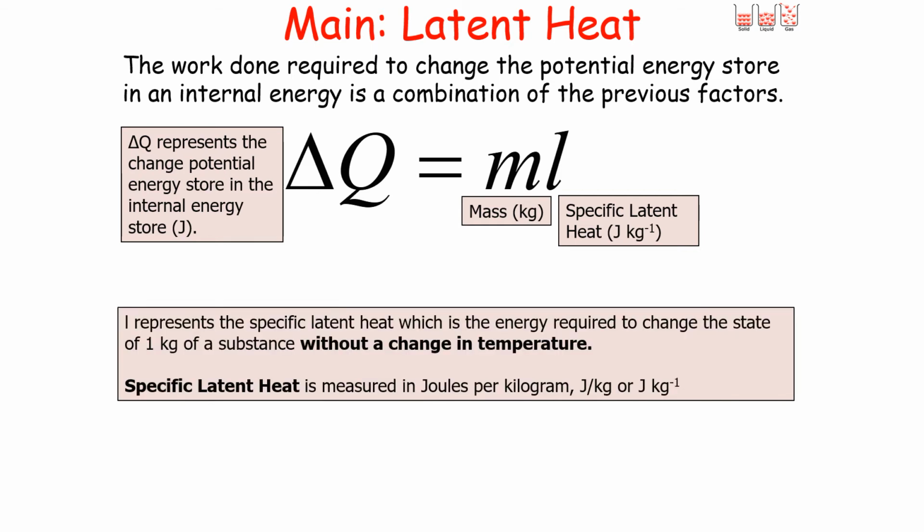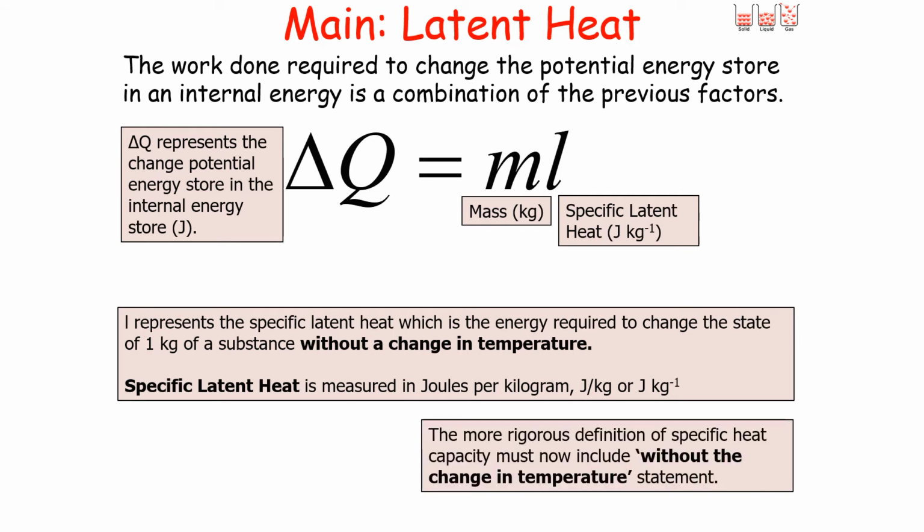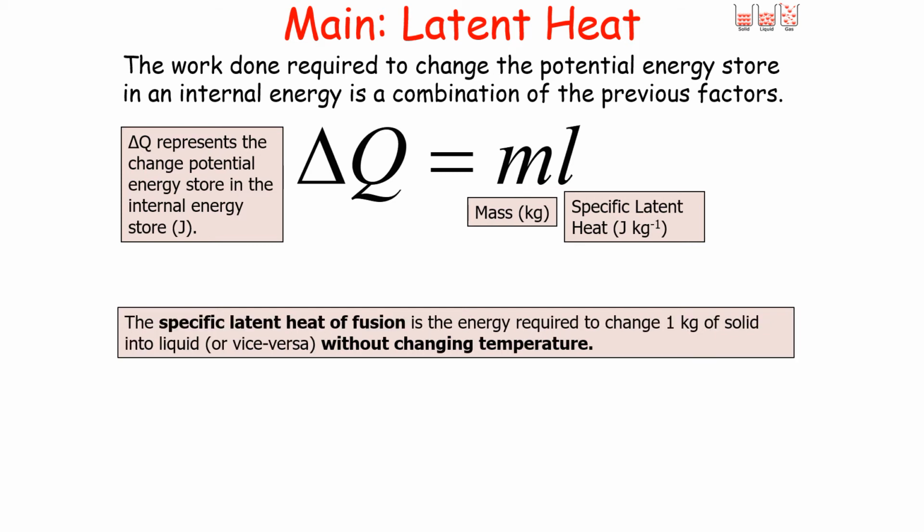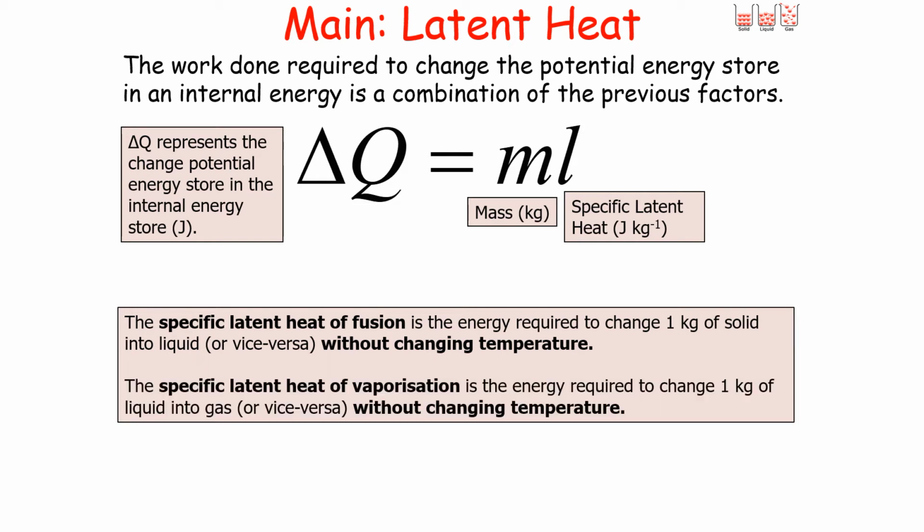So L represents the specific latent heat, which is the energy required to change the state of 1 kilogram of a substance without a change in temperature. Now the more rigorous definition of specific latent heat must now include without the change in temperature status. Now the specific latent heat of fusion is the energy required to change 1 kilogram of a solid into liquid, or vice versa, without a change in temperature, whilst the specific latent heat of vaporization is the energy required to change 1 kilogram of a liquid into a gas, or vice versa, without a change in temperature.